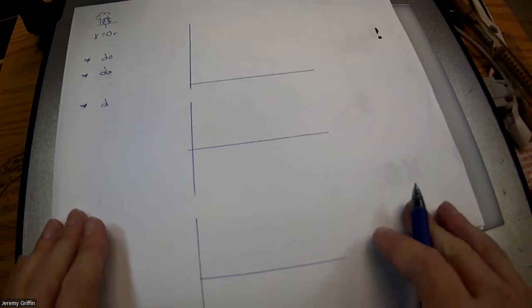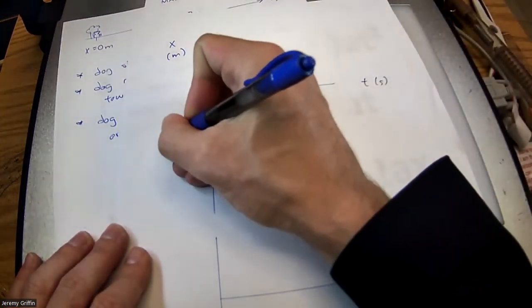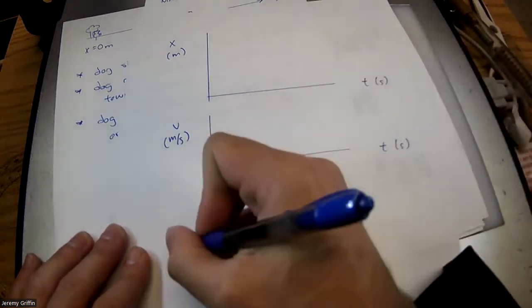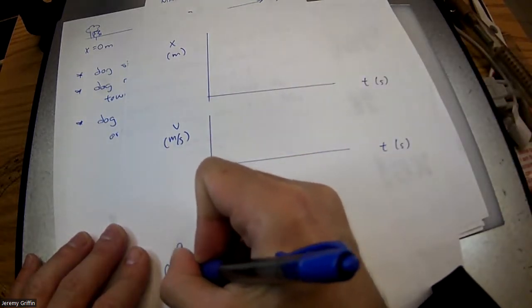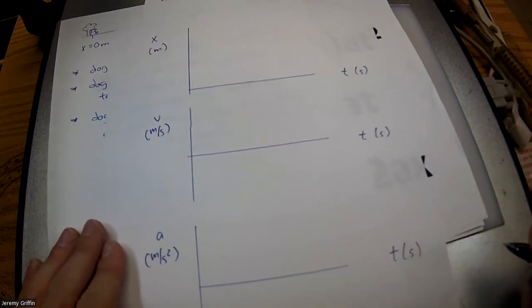Okay, so we set these axes for the dog chasing a squirrel around. How far has the dog gone in meters as a function of time in seconds? How fast is the dog going, meters per second, as a function of time in seconds? And what's the acceleration of the dog, meters per second squared, as a function of time in seconds?